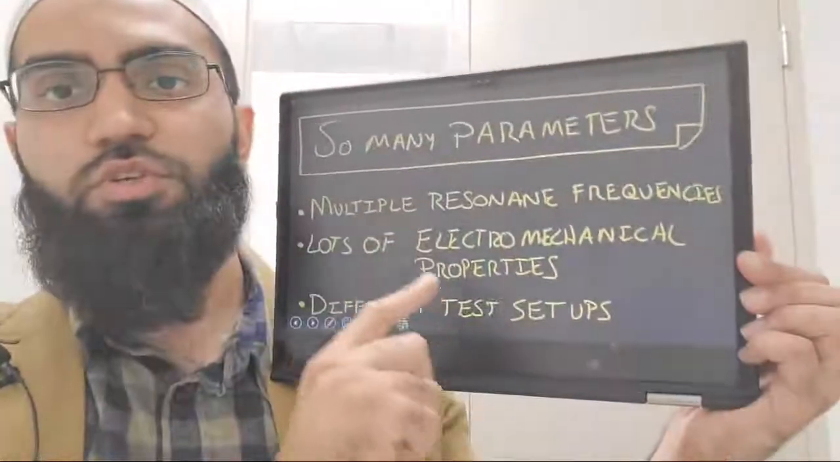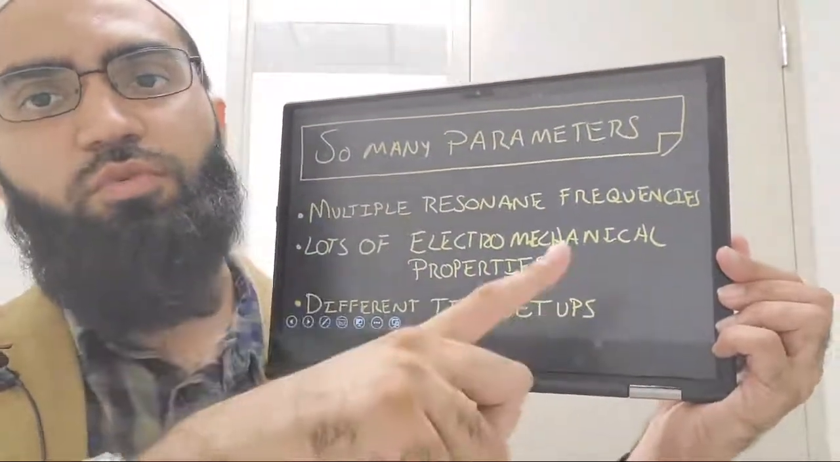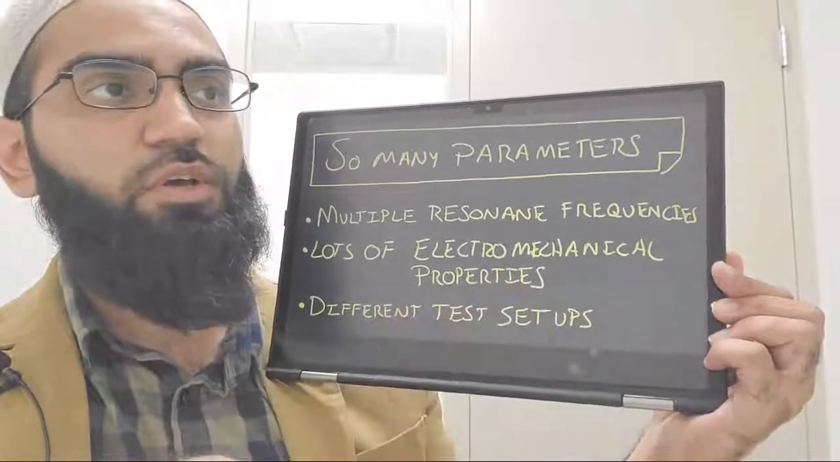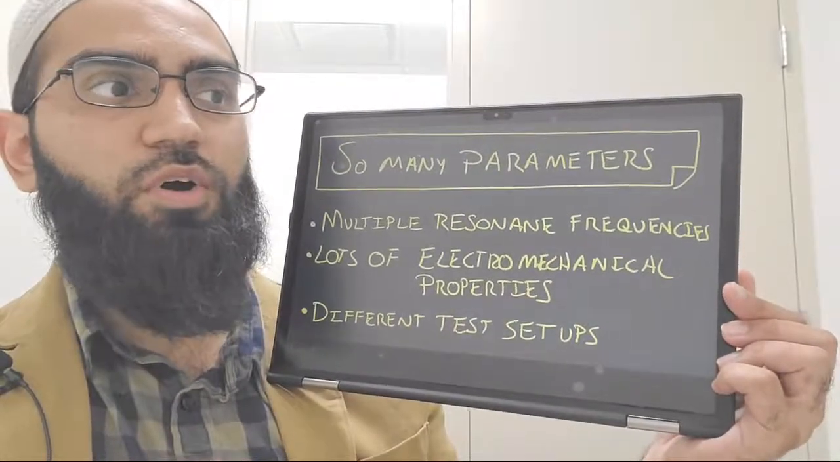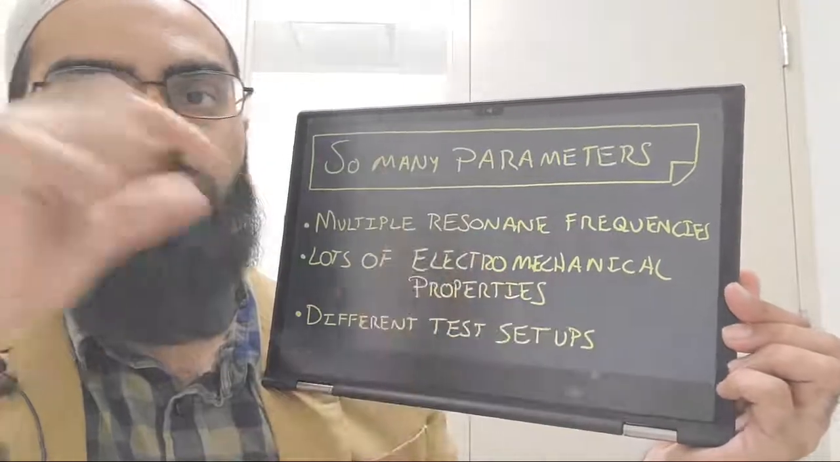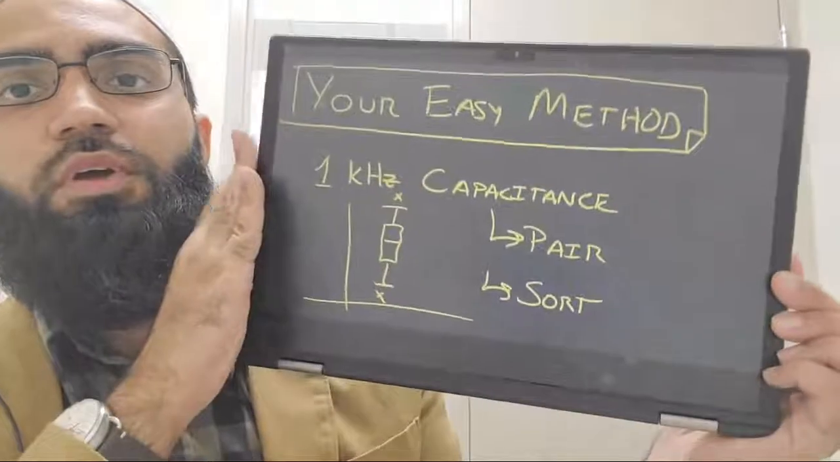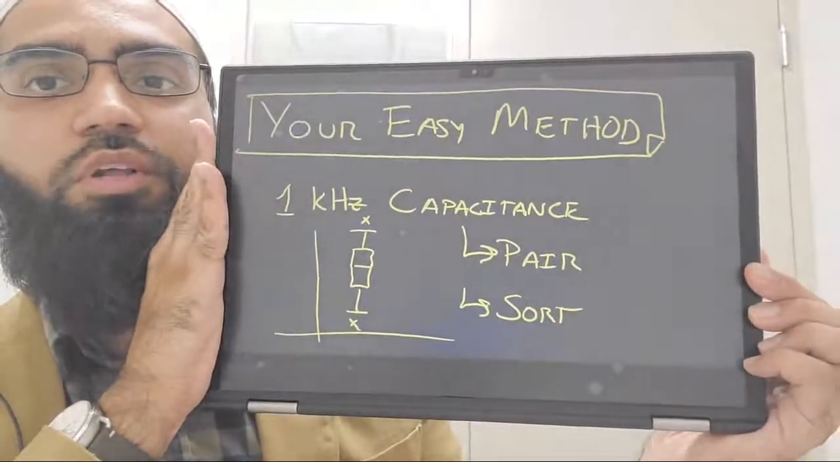So we'll continue. There are a lot of measurement frequencies, a lot of different properties to measure, different test setups, even including the D33 measurement of the piezo charge coefficient, which is a mechanical measurement. There are so many little things. So we're going to make it easy today, and just do your 1 kilohertz capacitance.